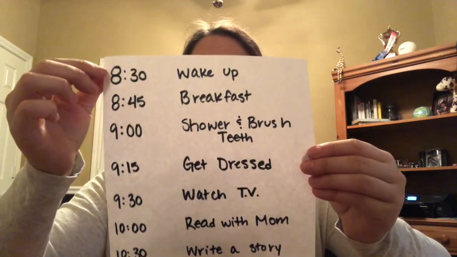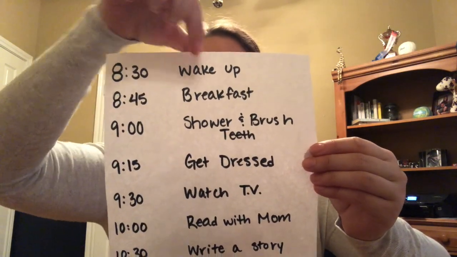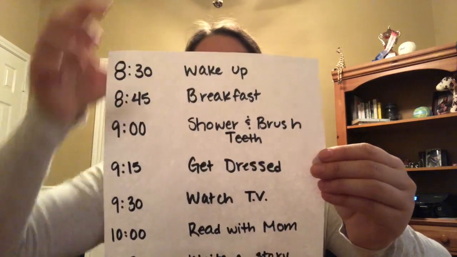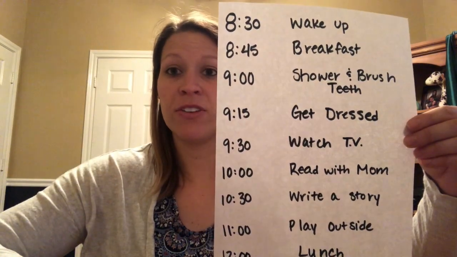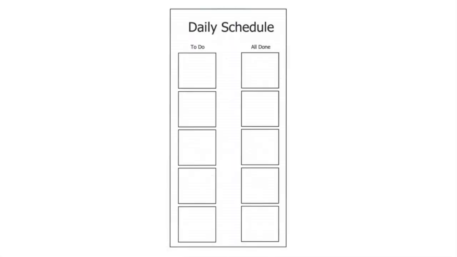It is written out for them with the time and the task, time and task. Some students may benefit from a schedule like this one. Others may have a more difficult time reading or telling time. In that case, a student may use what is called a visual schedule. Here is an example of a daily schedule for visuals.